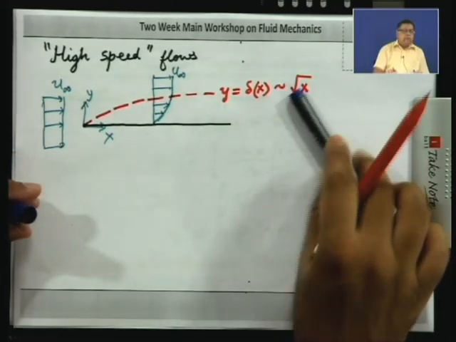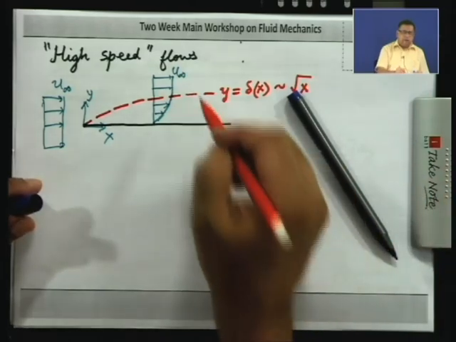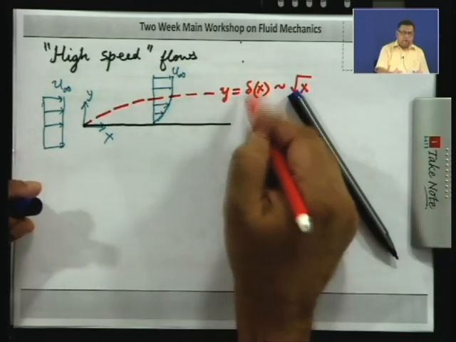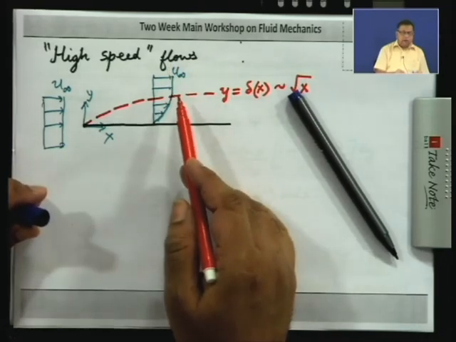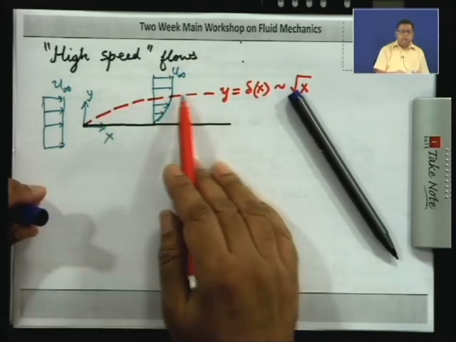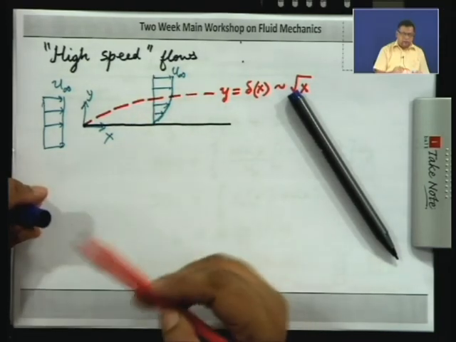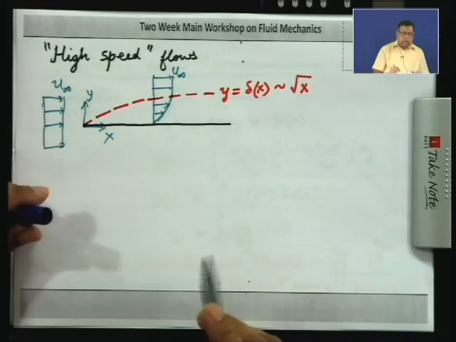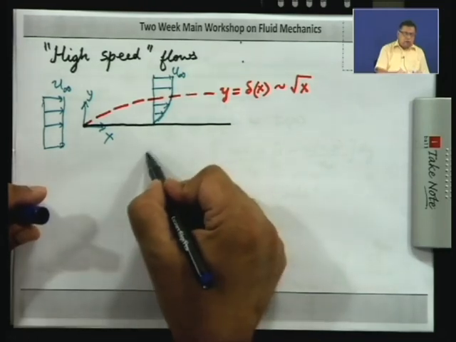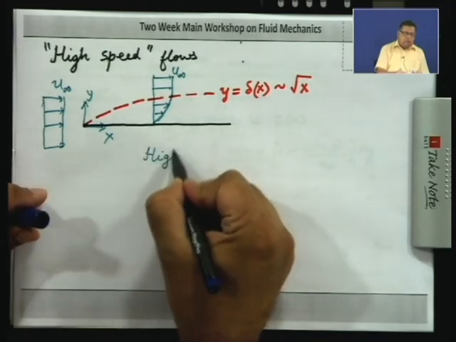Now, today we will try to use order of magnitude analysis to find out what is the maximum value of delta, and under what condition you have viscous effects confined only to this thin layer. So, I have said high speed flows; I will later on show that that corresponds to actually high Reynolds number flows.